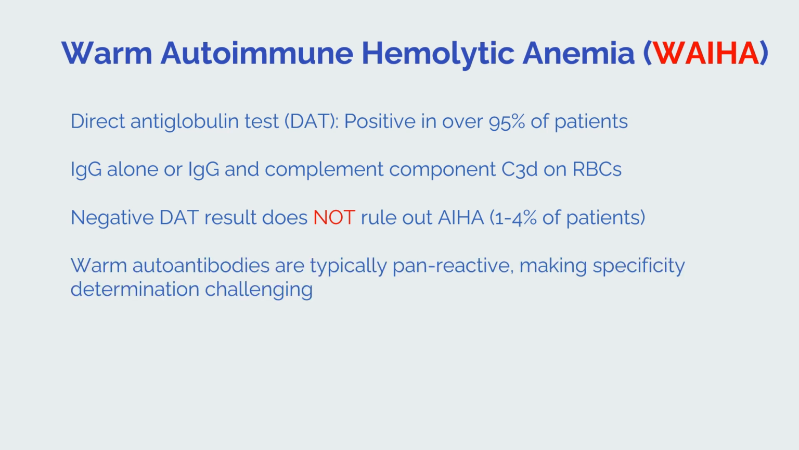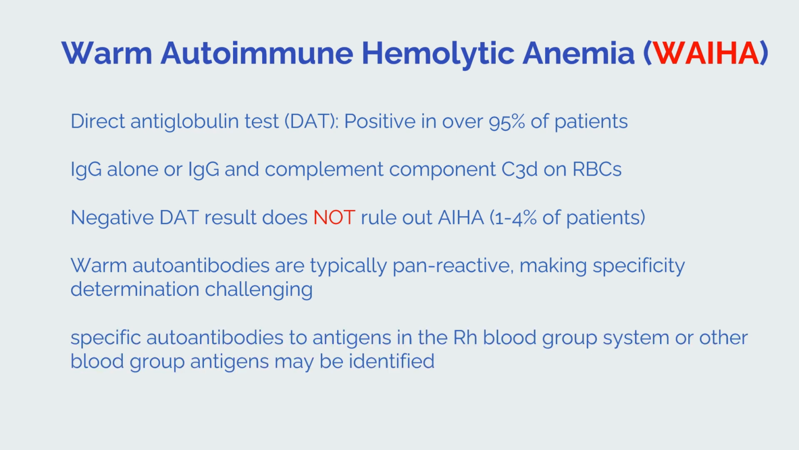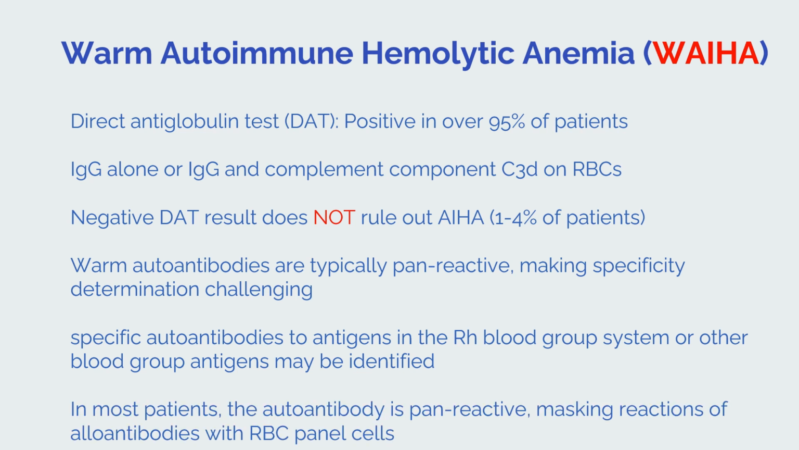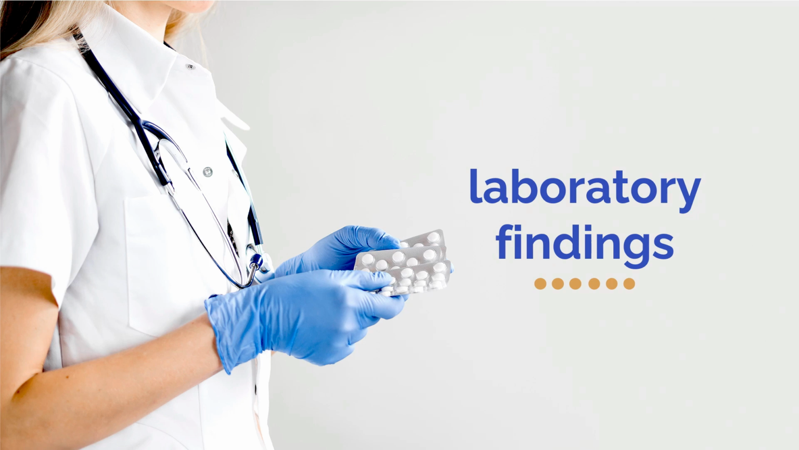Warm autoantibodies in WAIHA are typically pan-reactive, making it challenging to determine their specificity. Although specific autoantibodies to antigens in the Rh blood group system or other blood group antigens may be identified in some cases, for most patients, the autoantibody is pan-reactive, masking reactions of alloantibodies with RBC panel cells. Additional tests should be performed if an RBC transfusion is necessary to determine the presence of clinically significant alloantibodies.